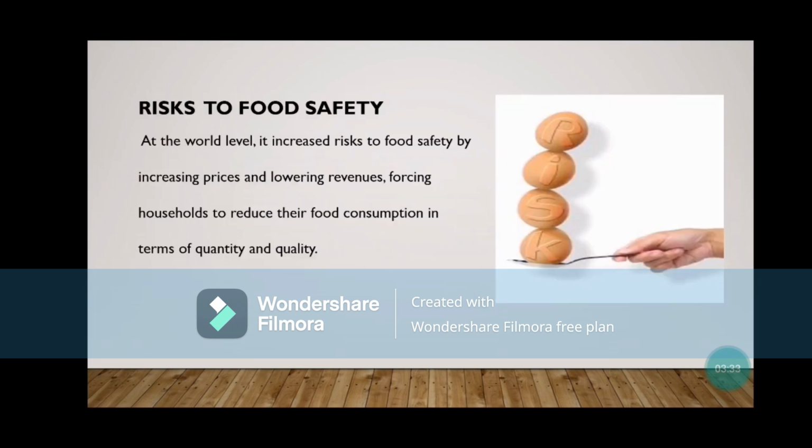Risks to food safety. If we talk about the risks to food safety at the world level globally, it increased risks to food safety by increasing prices and lowering revenues, forcing households to reduce their food consumption in terms of quality and quantity. So, this was the basic risk at that time, that people started suffering from lack of food.